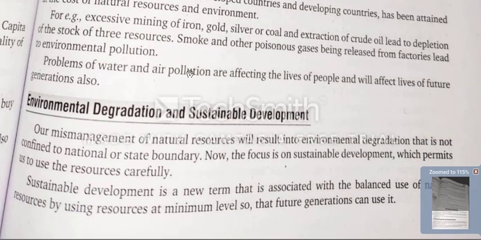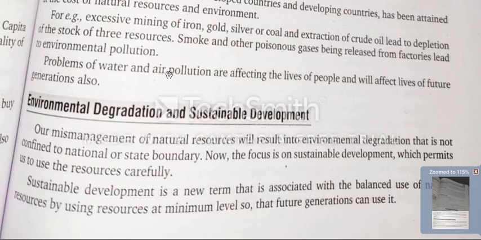Problems of water and air pollution are affecting the life of people and will affect the lives of future generations also. It will be clear that if we do not control pollution, in the upcoming time it will increase more than before, and it will be very harmful for us and the upcoming generation.